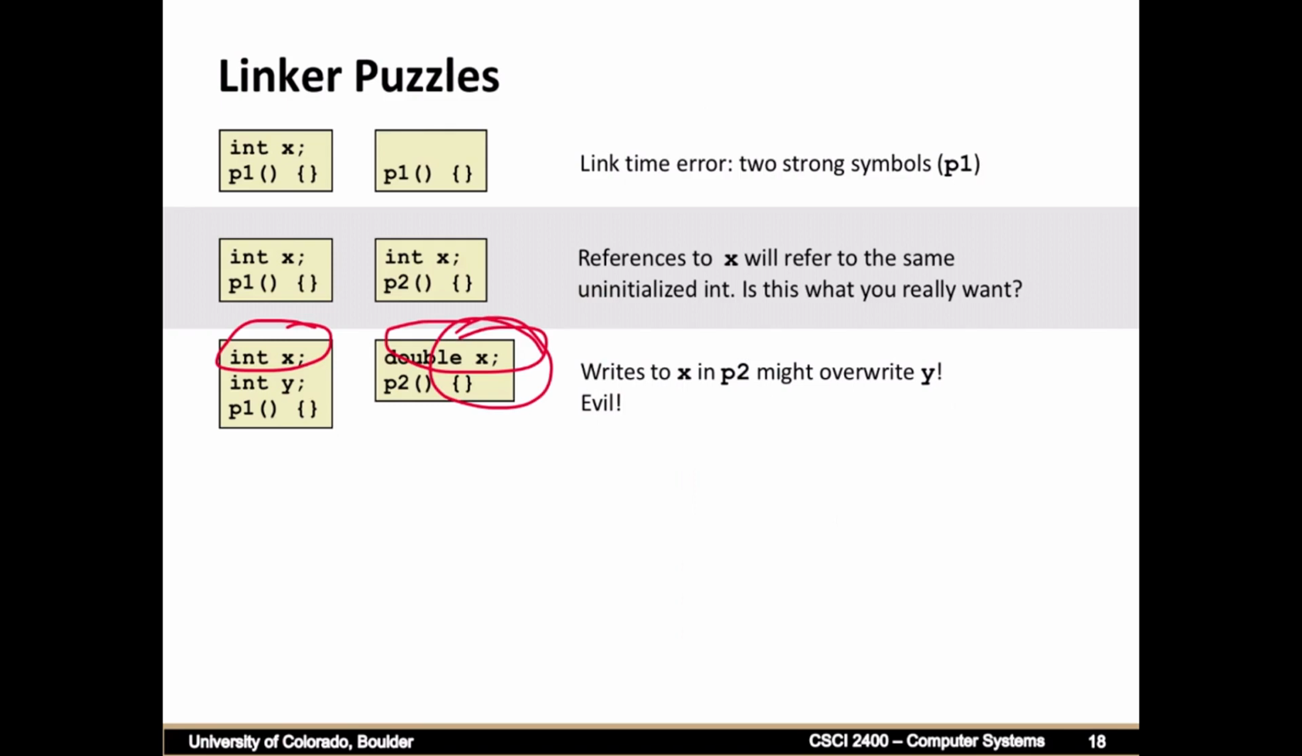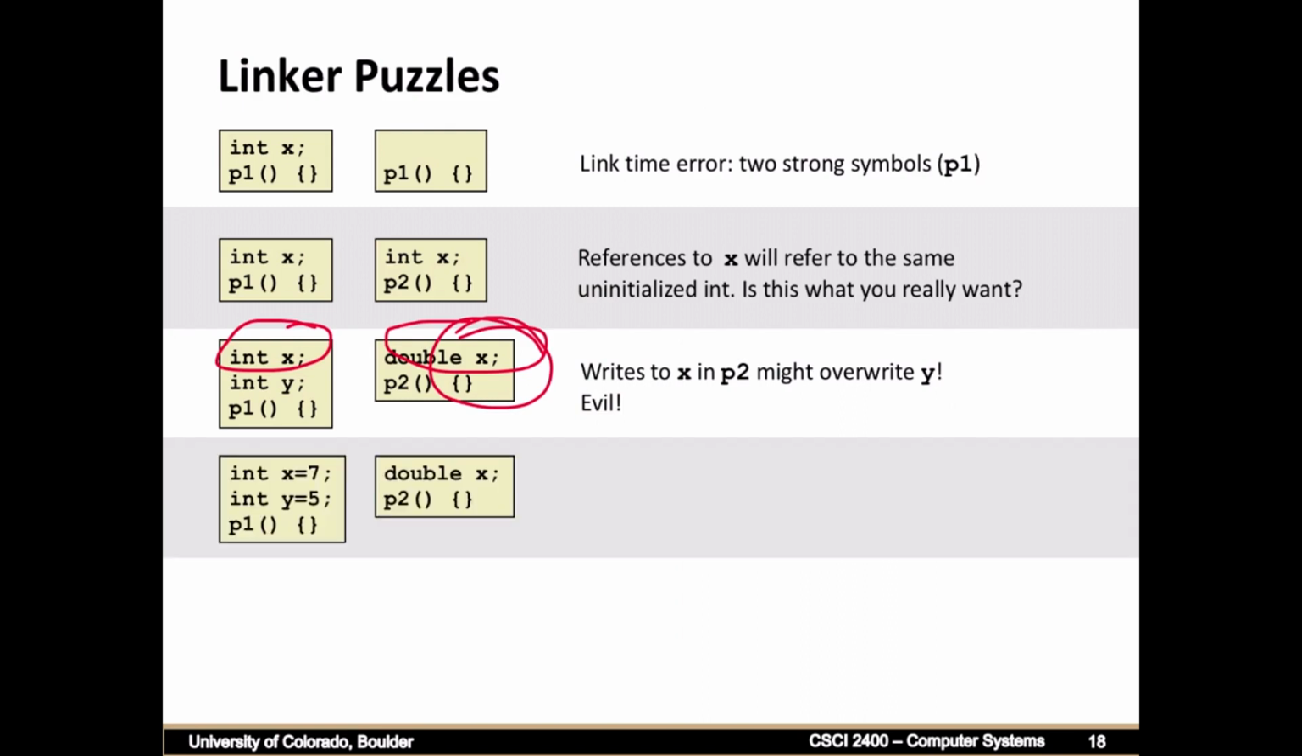So writes to x in program P2 might overwrite variable y. And how would you ever know? This is again another reason that you might want to express the -fno-common flag in your compilers.